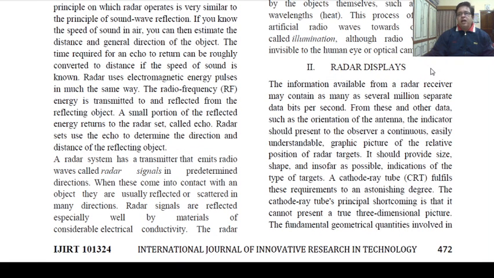Now the point: radar displays. The information available from a radar receiver may contain as many as several million separate data bits per second, because information is in the form of data bits per second. From these and other data, such as the orientation of the antenna, the indicator should present to the observer a continuous, easily understandable graphic picture of the relative position of radar targets. It should provide size, shape, and insofar as possible indicators of type of targets.